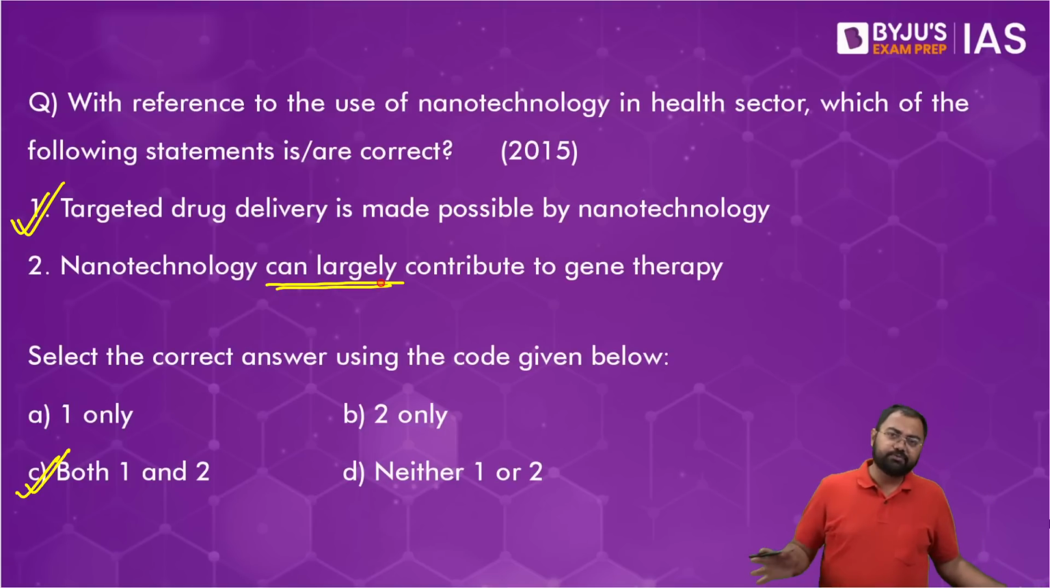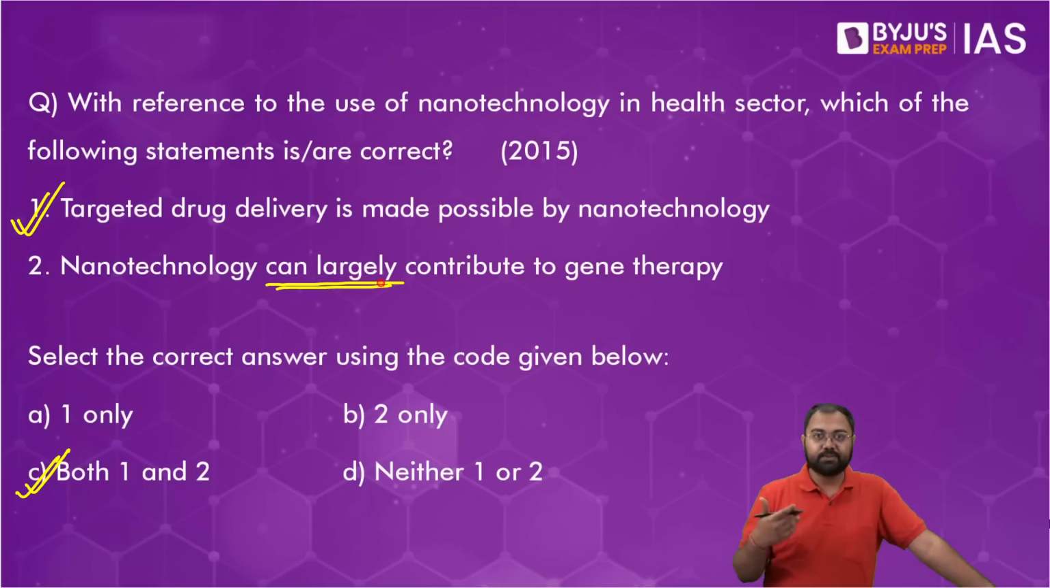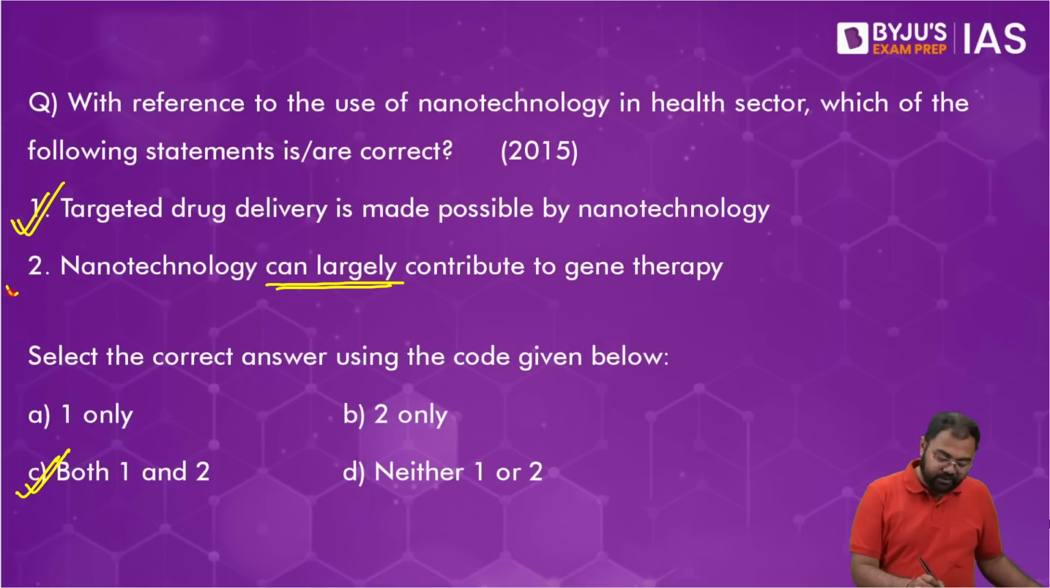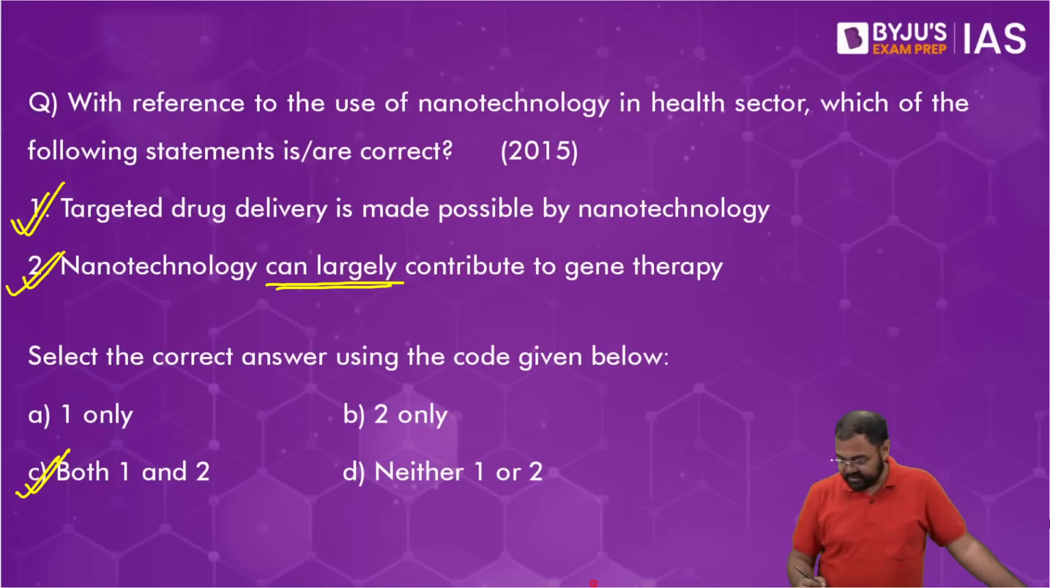So they're, first of all, not making absolute statements here. Secondly, the same applies to gene therapy, just like how we are talking about drug delivery system with the help of nanotechnology. In a very similar fashion, gene therapy can also take place. Gene therapy, when it is about the addition or removal of genes, that is where nano carriers can actually be used. And that's where the correct answer here will be C. That is both 1 and 2.